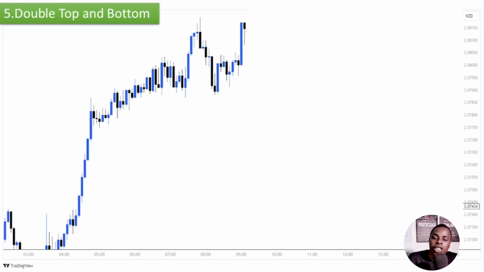The number 5 strategy is the double top and double bottom. What is the double top and double bottom? It is a chart pattern, but I'll take it as a strategy, because if you want to trade this strategy, you are mainly looking at the charts again and looking at the trend and understanding where the trend is likely to reverse and where it is going.